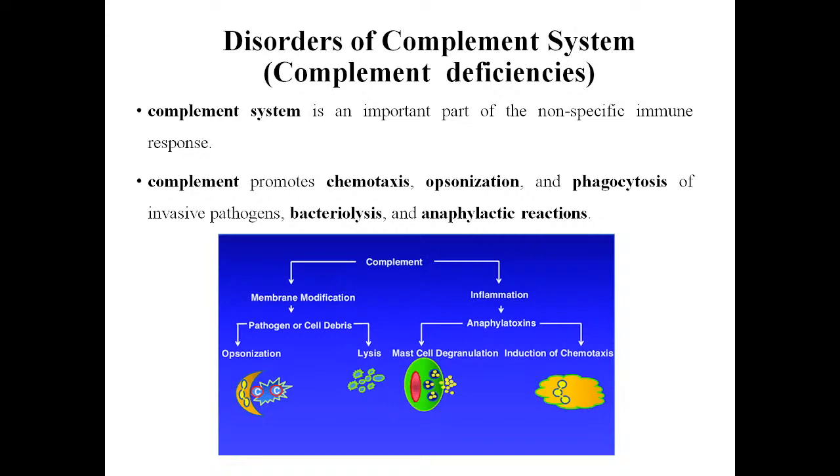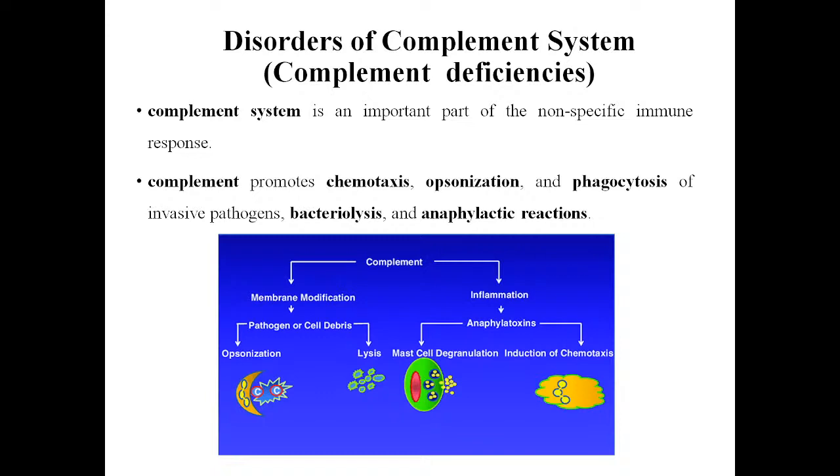Complement is activated in the presence of antigen. It is activated C1, C2, C3, C4, and so on. There are about 20 components of complement from C1 up to C20. But in complement activation, just C1 up to C9 are important. They take part in complement activation.